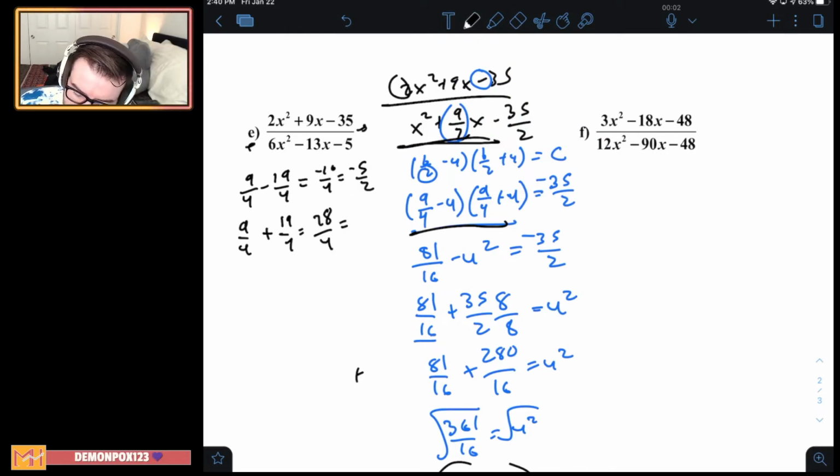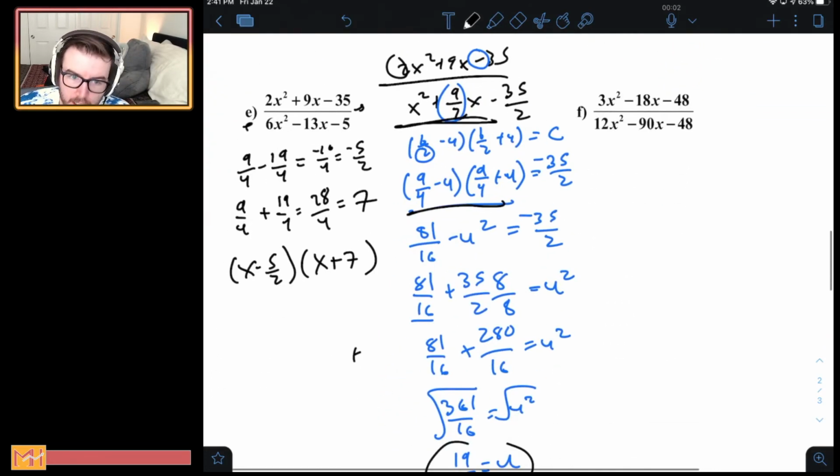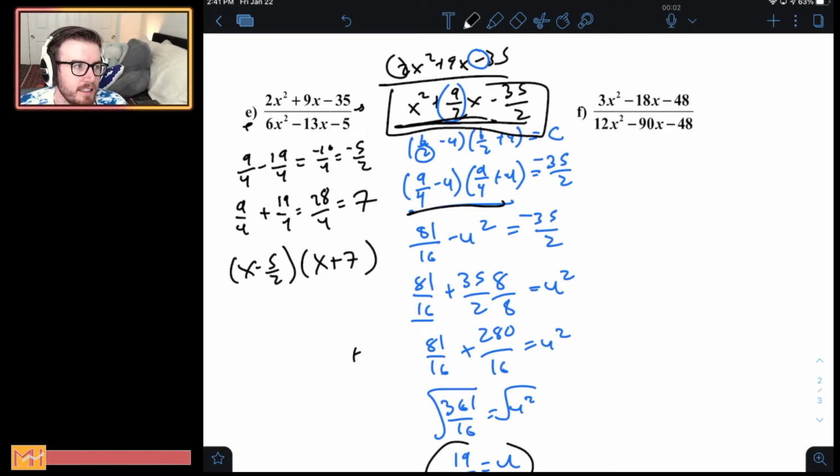This becomes 28 divided by 4, which is 7. And when I write my two factors, they look like this. Okay? And here's the thing. We divided away a 2 at the beginning of the problem. We need to multiply it back in, because that was kind of illegal. It was just a trick to make it easier for us, but the 2 is still there, right? You can't just divide it away because you feel like it, right?